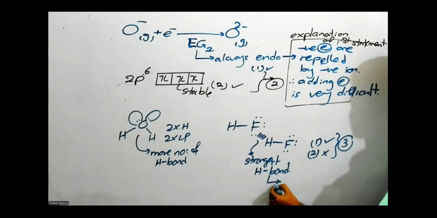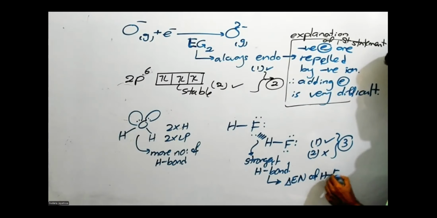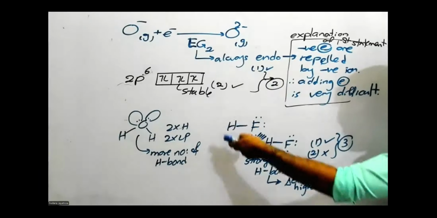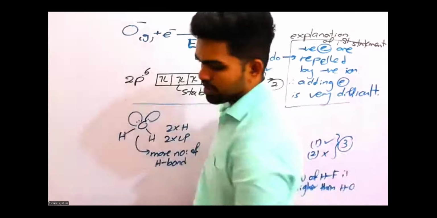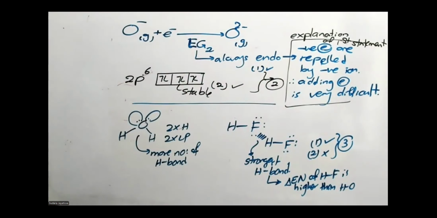So why is HF's bond stronger? Because the electronegativity difference of H and F is higher than H and O. That's why it is having a good strong hydrogen bond. But the problem is with the number of hydrogen bonds. It's a very good fact to remember. Any doubt? Answer for question number 31 is answer 3. Now let's go to the next one, 32.